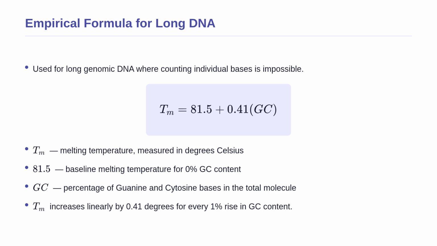The constant 81.5 represents the baseline melting temperature for a hypothetical DNA molecule with 0% GC content under standard laboratory conditions. The variable GC is the percentage of guanine and cytosine bases in the total DNA molecule. This mathematical relationship clearly shows that as the percentage of GC pairs increases, the melting temperature increases linearly by 0.41 degrees for every 1% rise in GC content. If a DNA molecule has a very low GC percentage, the melting temperature will decrease, meaning it will denature much more easily.